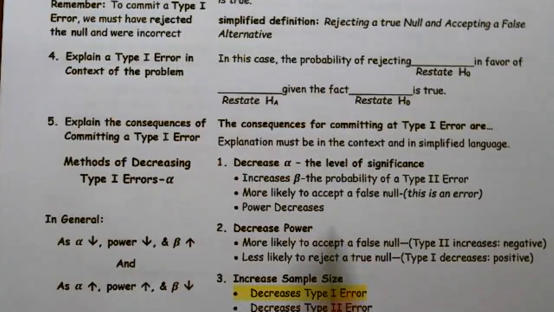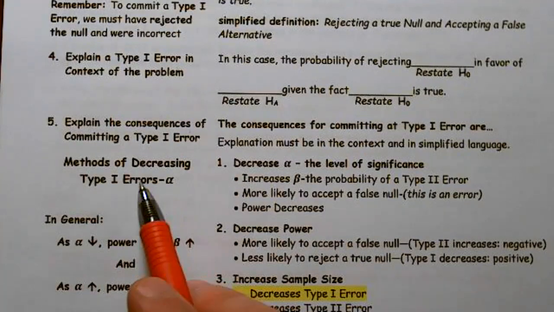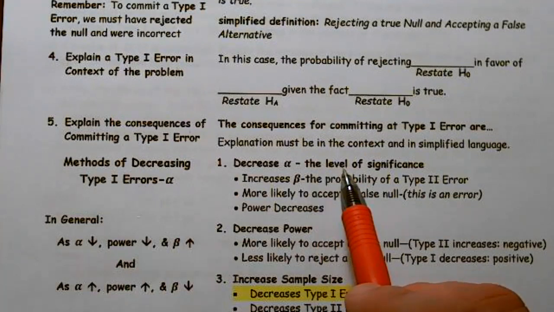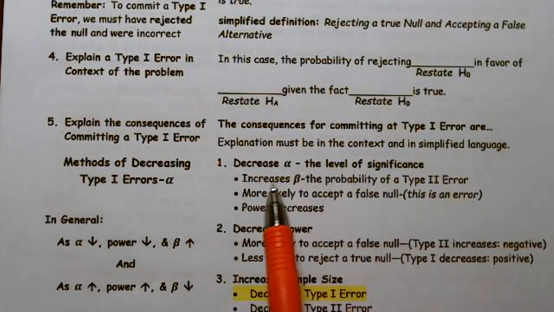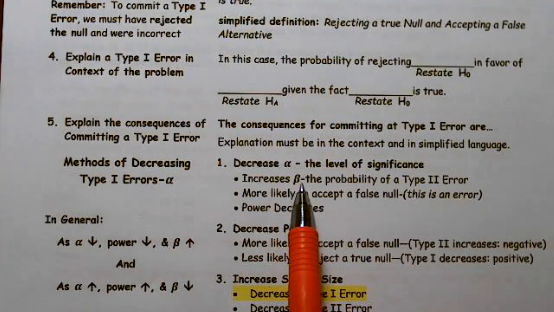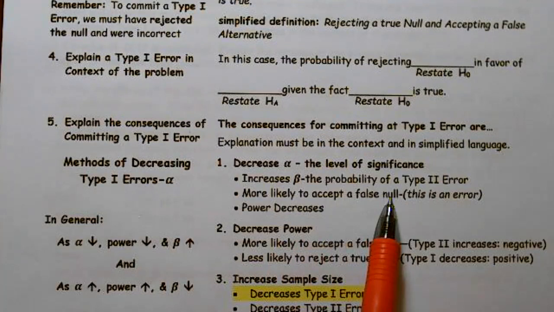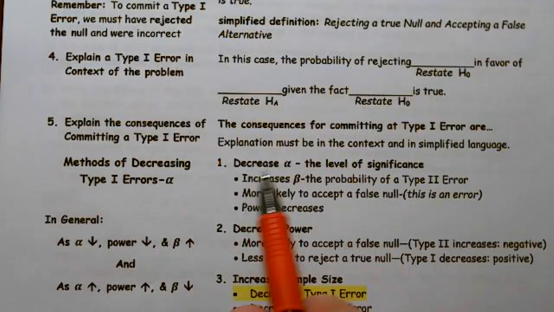So, methods. First off, type 1 error is measured by alpha. Methods for decreasing: one, we can just decrease the alpha level, the significance level. We can just change that ourselves arbitrarily because we get to choose that value. But if we do that, it's going to increase beta. We're more likely to accept a false null, and power decreases. So that is the result of decreasing alpha.